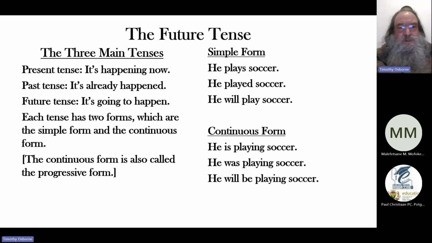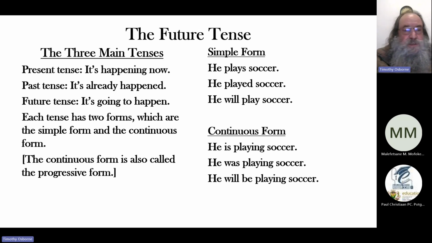Let's take a look at the continuous or the progressive form. You've got here, he is playing soccer, present tense. We've got here, he was playing soccer, past tense. And we have here, he will be playing soccer in the future tense. You will see the continuous form is an action in progress, whereas the simple form does not refer to a specifically happening now, but it can be happening at any time.